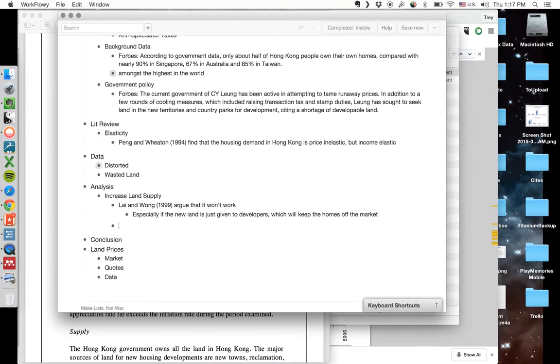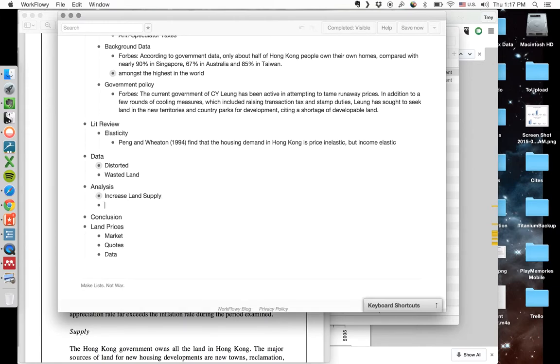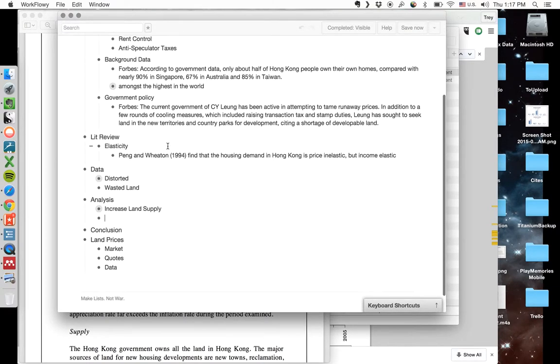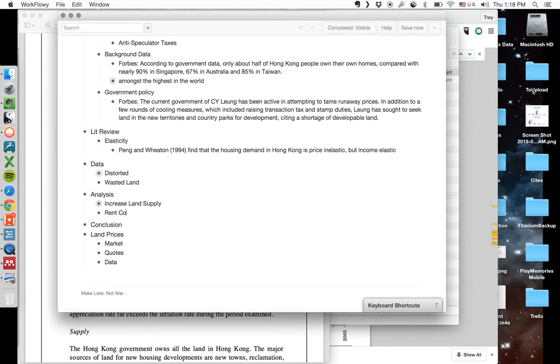I think you'd also have a good argument that I can find this literature pretty quickly about why using our public parks is a bad idea and reclamation is also a bad idea. What were my other things? Rent control.